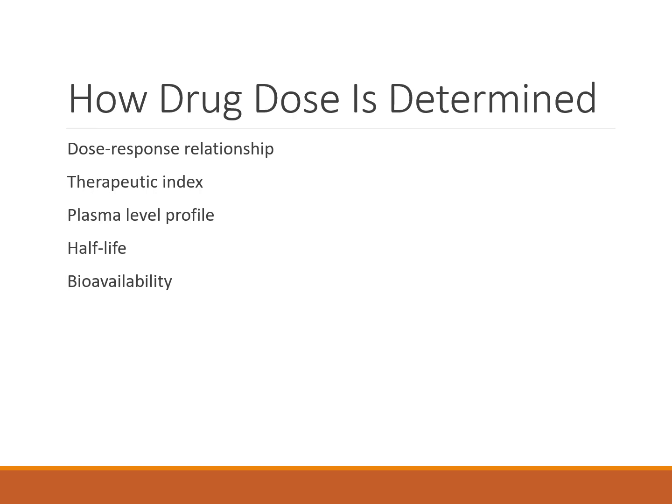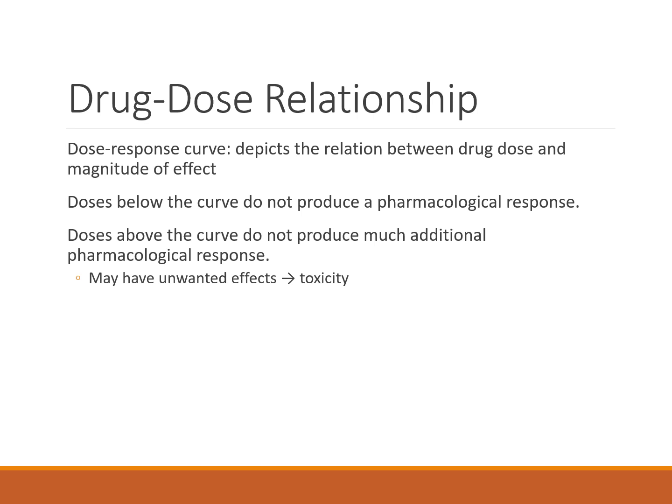How drug dose is determined: dose-response relationship, therapeutic index, plasma level profile, half-life, and bioavailability. We're going to talk about all of these. Drug-dose relationship.